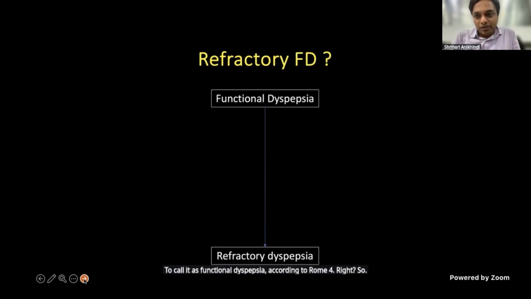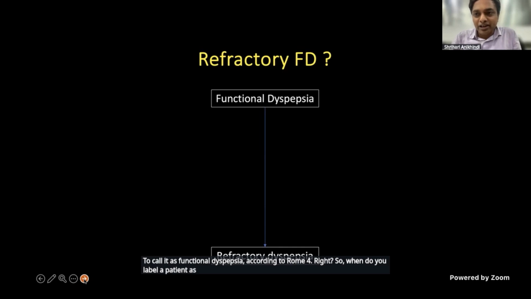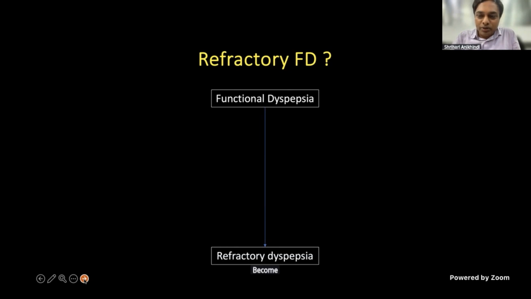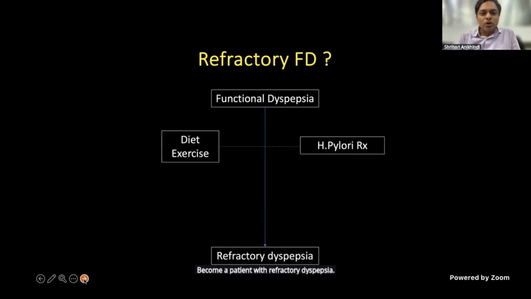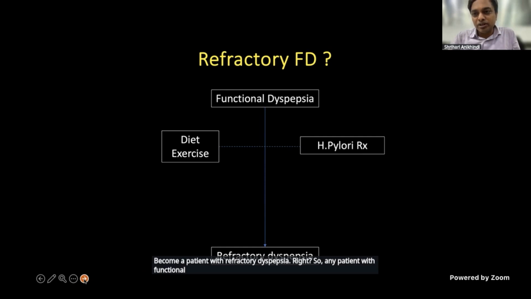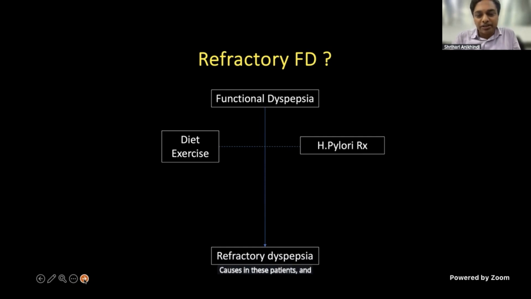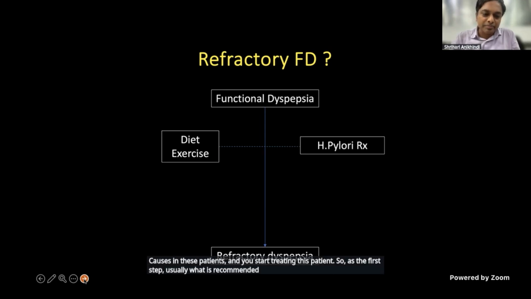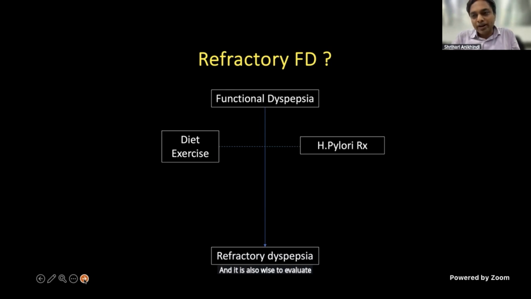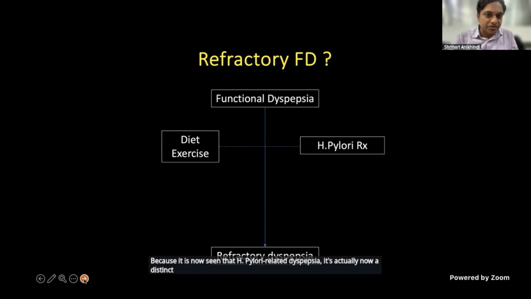So when do you label a patient as refractory functional dyspepsia? When does a patient with functional dyspepsia become a patient with refractory dyspepsia? For any patient with functional dyspepsia, you rule out organic causes and start treating. As the first step, usually what is recommended is a mix of diet and exercise. It is also wise to evaluate for H. pylori in all these patients, because it is now seen that H. pylori-related dyspepsia is actually a distinct entity.